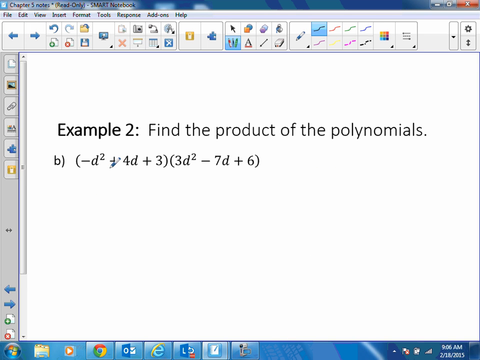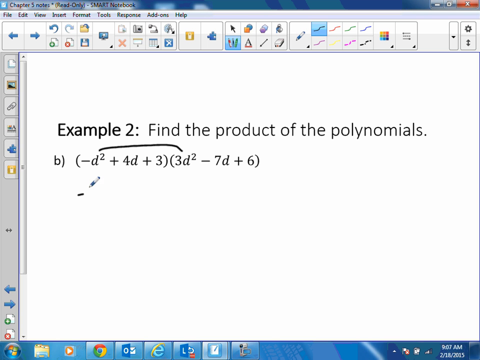This one's a little bit harder. One thing you could do is set up a 3x3 box. Some people like to do that, or you can just distribute. I'm just going to distribute each part to each one. So I'm going to distribute negative d squared to all of them, then 4d to each one, then 3 to each one, then combine like terms. But there are other ways to do it. We could talk about those in class if this is confusing.